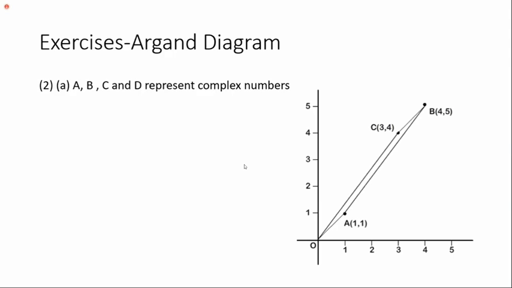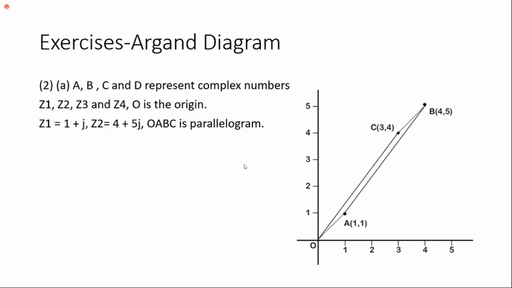See here, part 2A. A, B, C, D represent the complex numbers, right? O is the origin. Z1 is 1 plus j, you see, 1, 1. Z2 is 4 plus 5j. That is B, right? You want to calculate the C. Z1 plus Z3 equals Z2. Therefore, you see, Z3 equals Z2 minus Z1. That's how you get the 3, 4.